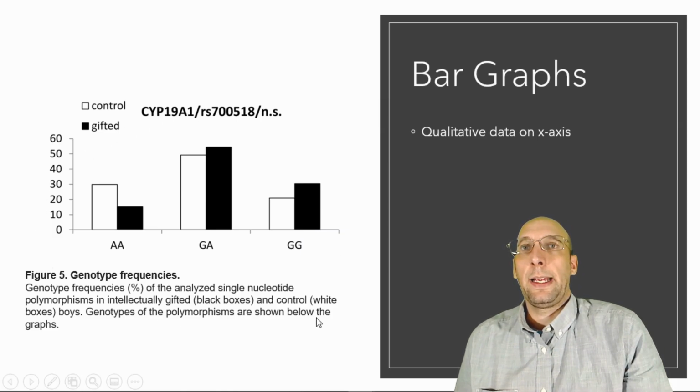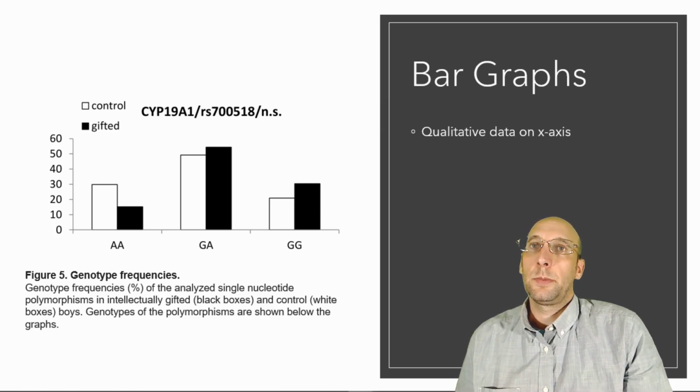Take a look at this graph real quick. And what do you think the control group is? It's actually not listed here. But what do you think it represents?